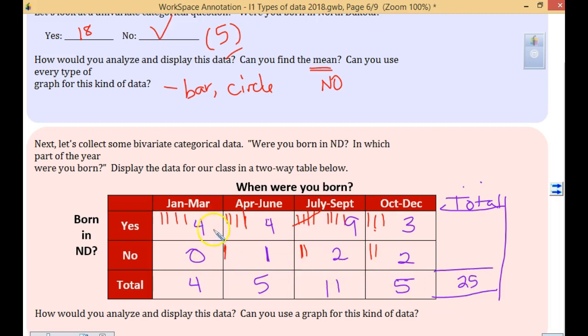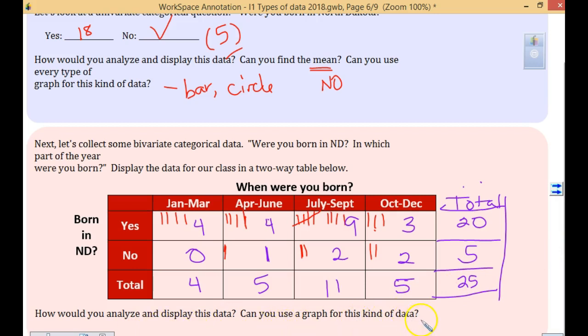So if we are going to cross here, we have 4, 4, 9, and 3. So 8 plus 12 gives us 20. 5. 25. So when we were doing our classes earlier, it was not 22, it was 24. Correct. Right? So how would we analyze this data?